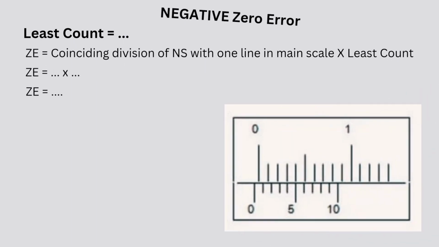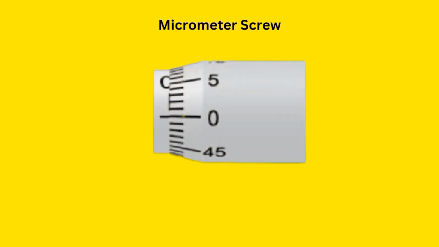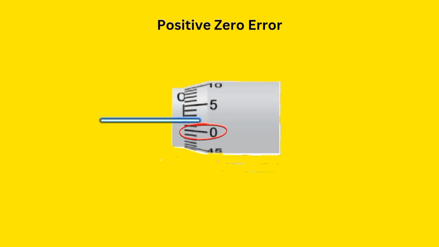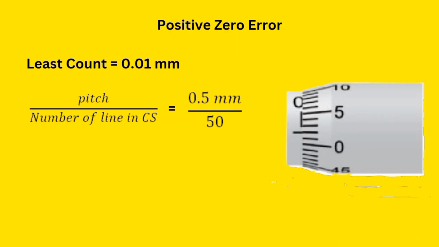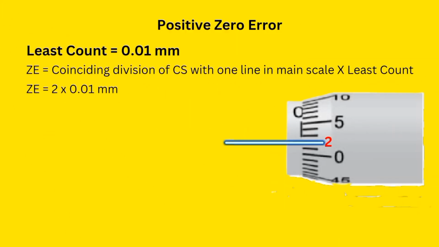Zero error in a micrometer screw has the same concept as in a vernier caliper. If the position of zero division in the circular scale is below the baseline, it's called a positive zero error. The equation to find the magnitude of positive zero error is the same as reading the circular scale. If you still need to watch the video, click the link in the upper right corner. From this picture scale, we have zero error positive 0.02 mm.